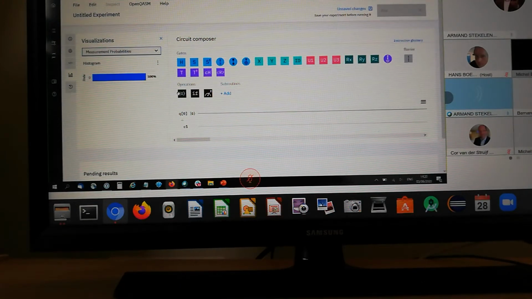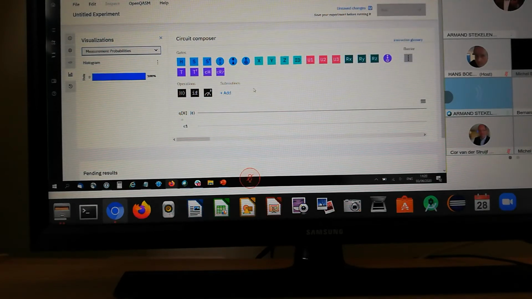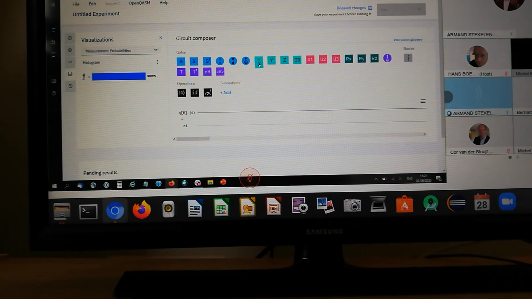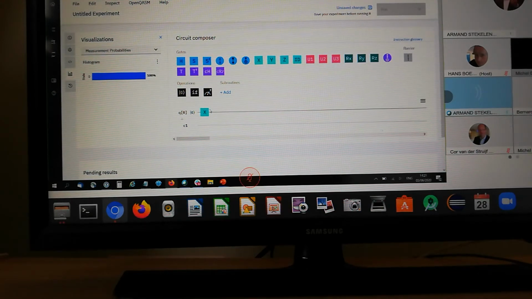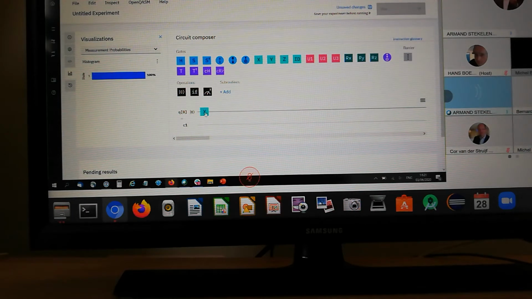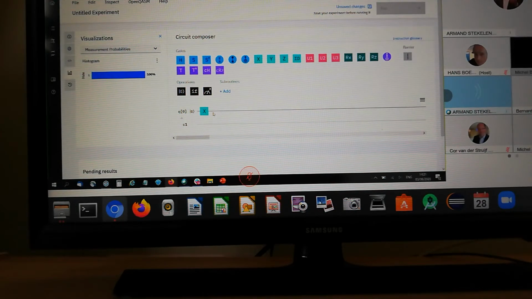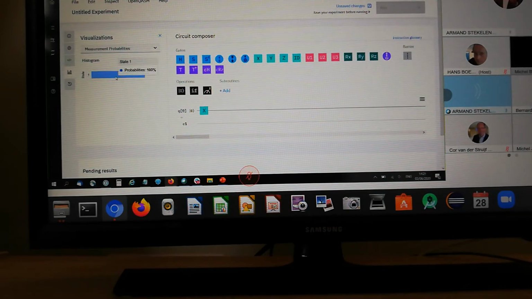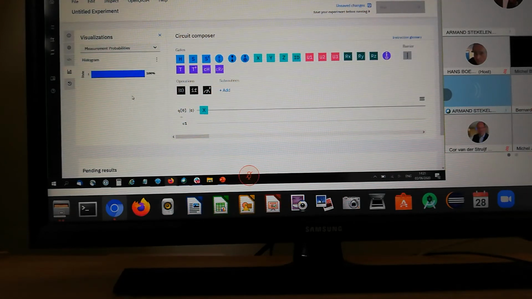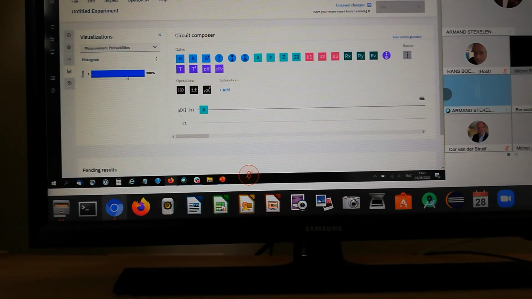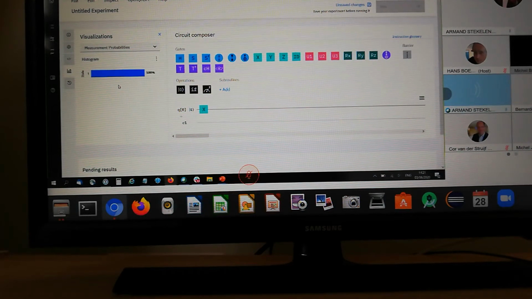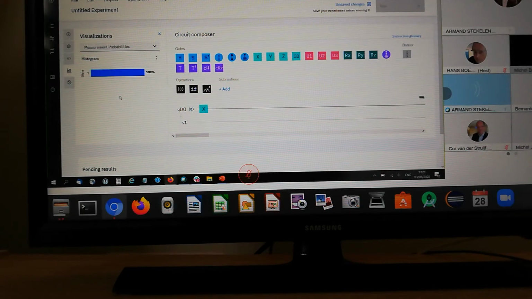Let's do a classical manipulation and drag the X gate onto this qubit line. What the X gate does is that it flips the qubit, so it changes the state from 0 into 1. This gives an instantaneous calculation of what your circuit is doing to the qubits.